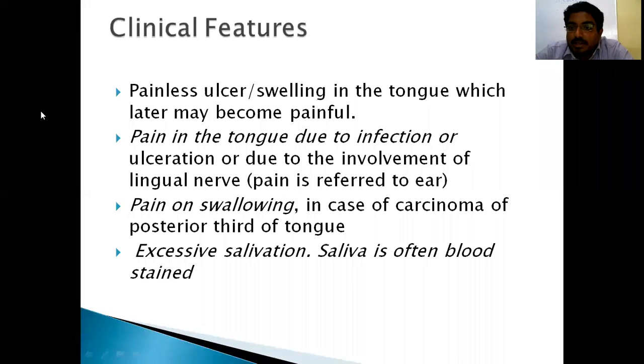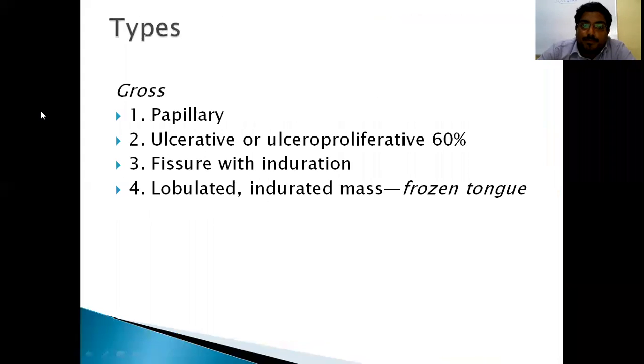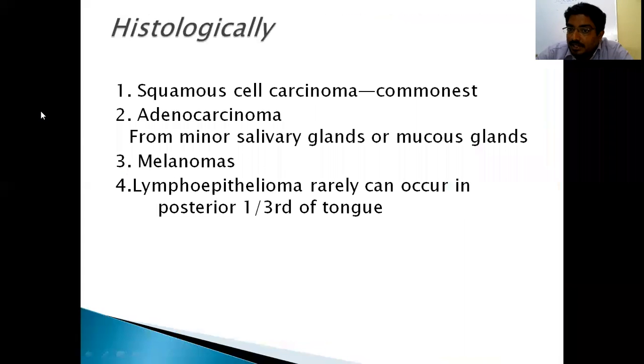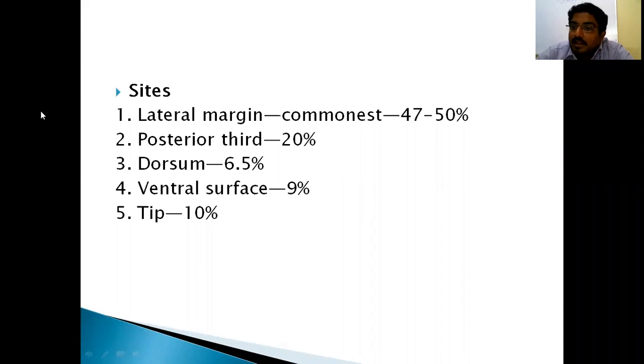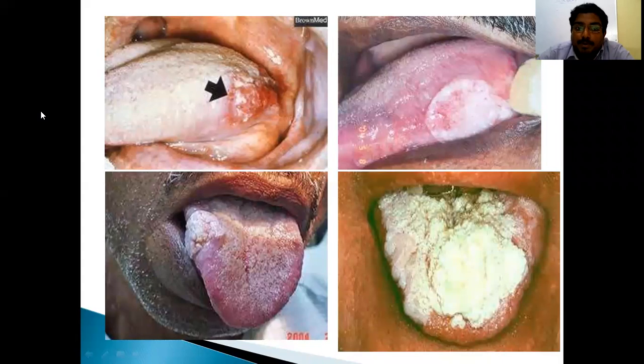Clinical features. What are the clinical features? Etiology aside, the types are papillary, ulcer and ulceroproliferative, fissure with induration, and lobulated and indurated mass. Histologically: squamous cell carcinoma, adenocarcinoma, melanoma, lymphoepithelioma. Sites: lateral margin, posterior third, dorsum, ventral, and tip.